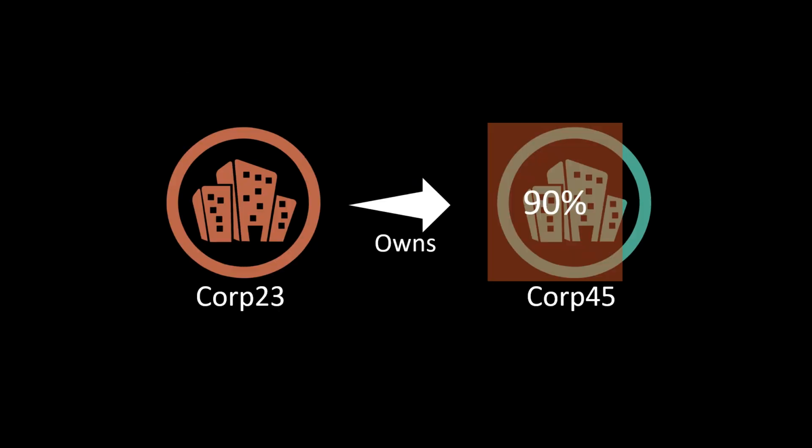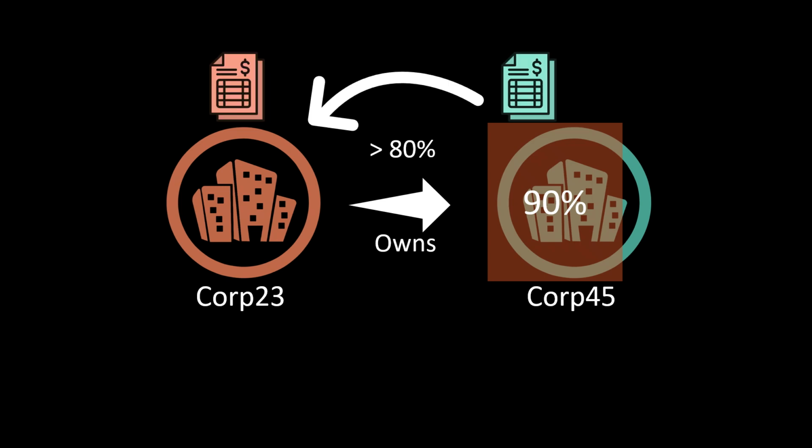Example time. Corp 23 owns 90% of Corp 45. By that, I mean Corp 23 owns 90% of Corp 45's shares. When a company acquires more than 80% of another company's stock, it can shift the balance sheet of the acquired company onto its balance sheet. Corp 23 would have Corp 45's balance sheet numbers added to its balance sheet.